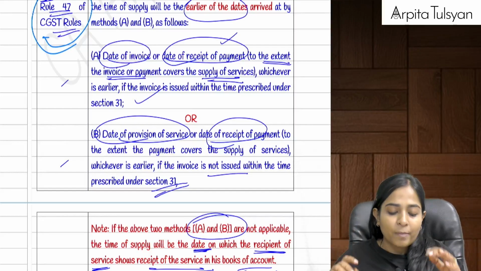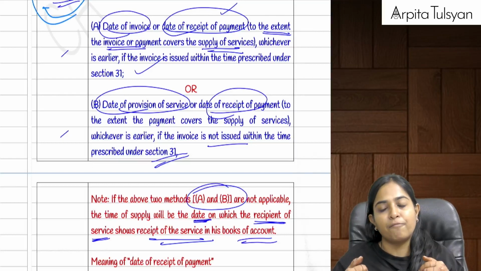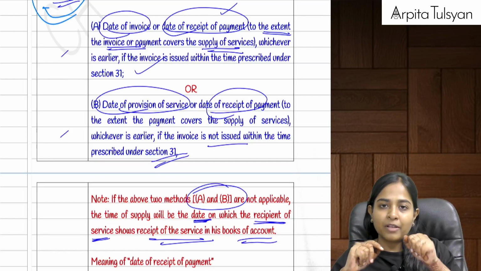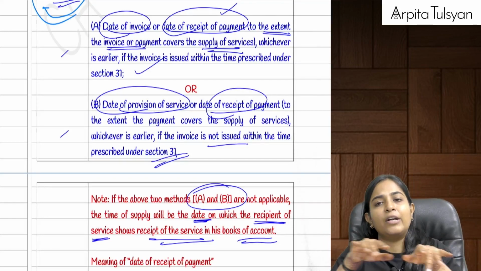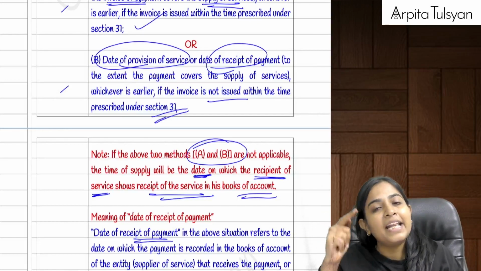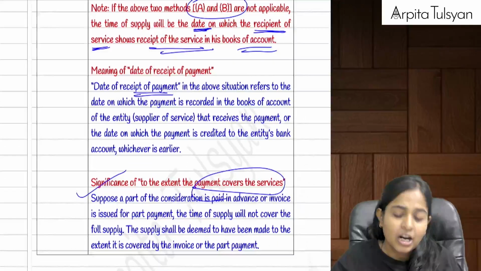Now normally what do you mean by receipt of payment? We have already done this in the last section. Receipt of payment is the date when the entry has been made. We are talking from the supplier's point of view. The date on which the entry has been made in the books of accounts or the amount has been credited in my bank account, whichever is earlier. Same definition is applicable here also.